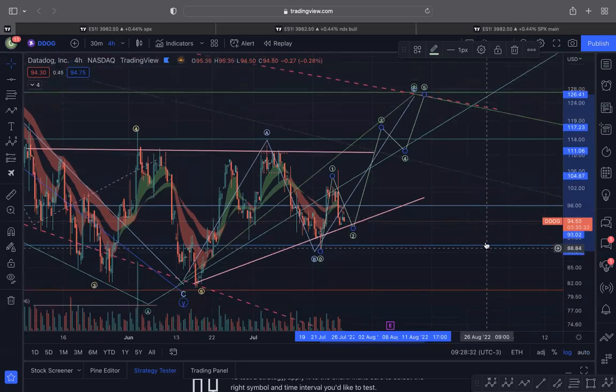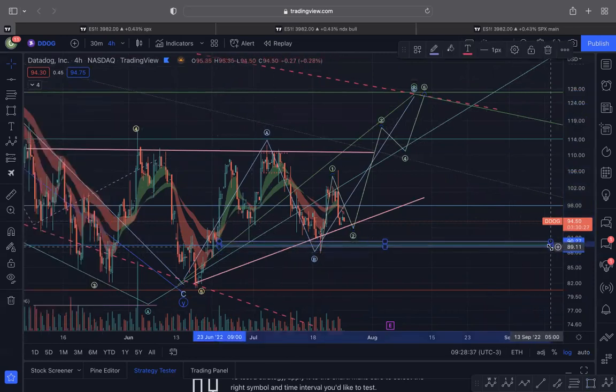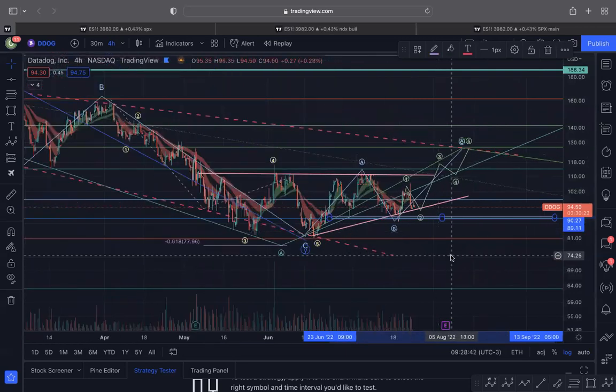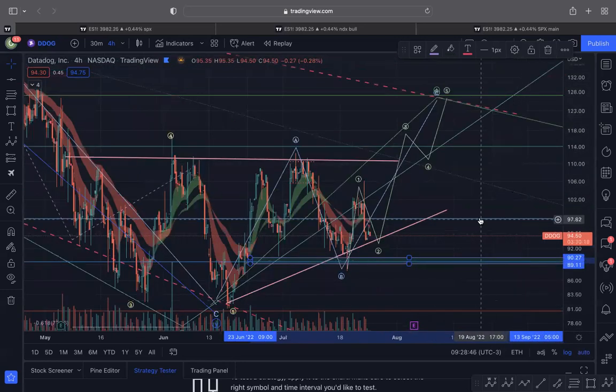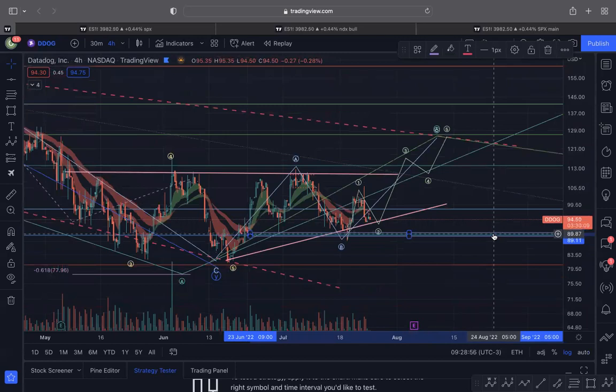But if we break below this, this has been holding as a level of demand. If we go below 89, we also have a bottom line holding as support, so we're likely to come retest that at 75. So yeah, those are bullish and bearish levels. Over, let's say, 98, 99, we can retest 110. If this breaks, we can go to 126. Below 90, and 80, we will retest 80, 75. So those are your bullish and bearish lines on D-Dog.